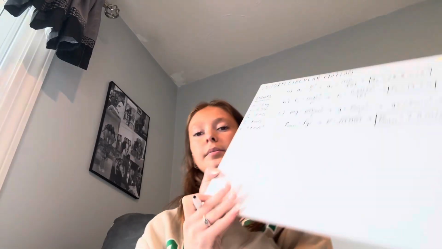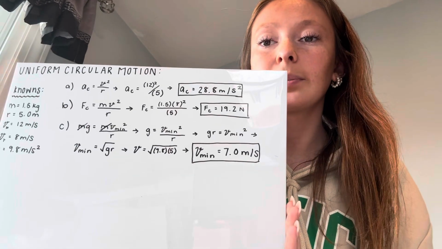So then you can go ahead and plug the numbers right in. So the velocity equals the square root of 9.8 times 5. And so once you do all the math out, the minimum velocity will equal 7.0 meters per second. Just like that. And that was all 3 parts.